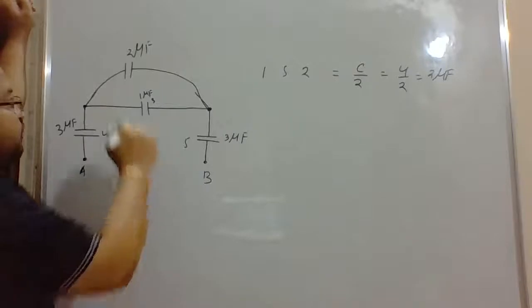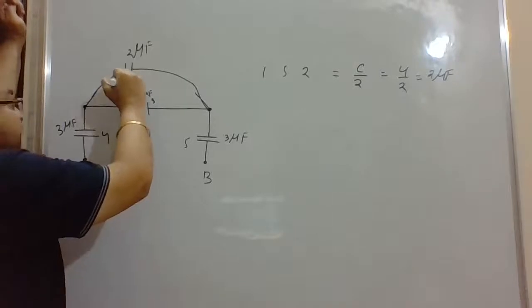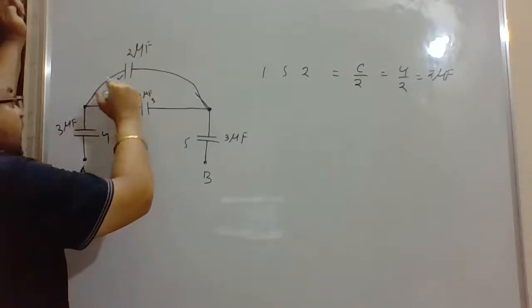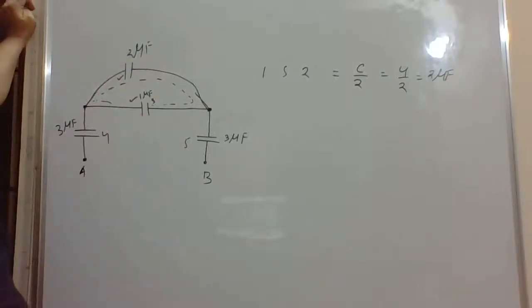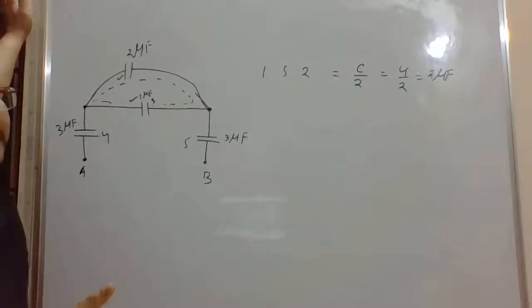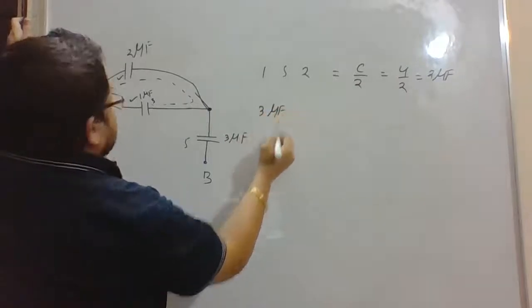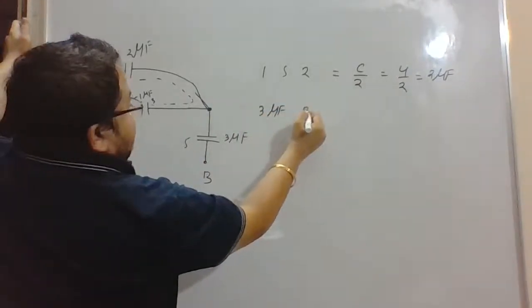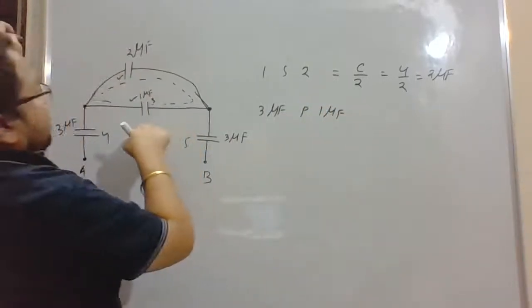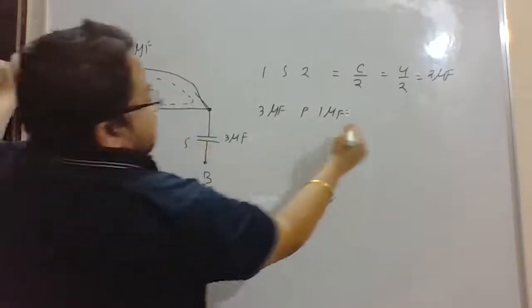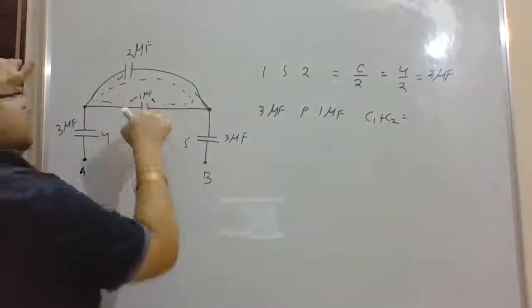Now if you see between this 2 microfarad and capacitor number 3, by taking these and only these two, I can complete a loop, which means they are a happy married couple, which means they are parallel. So I can say that this 3 microfarad capacitor is in parallel with my 1 microfarad capacitor. So your C equivalent would be the summation of both of these. So your C equivalent will be C1 plus C2, that is nothing but your 2 plus 1 here.